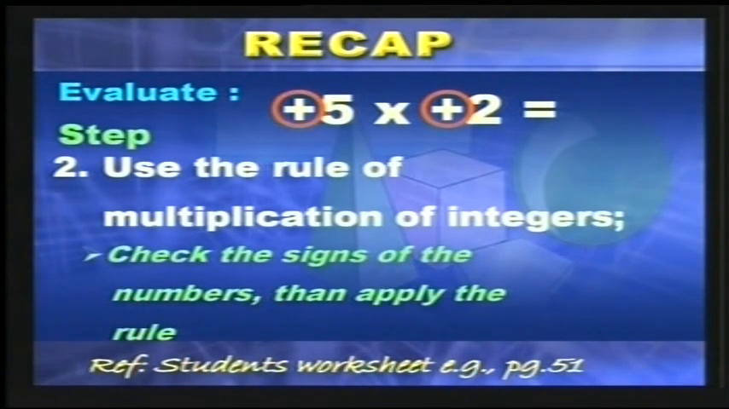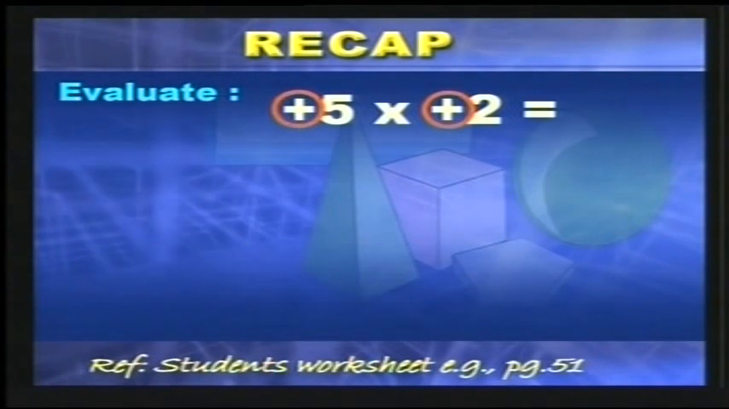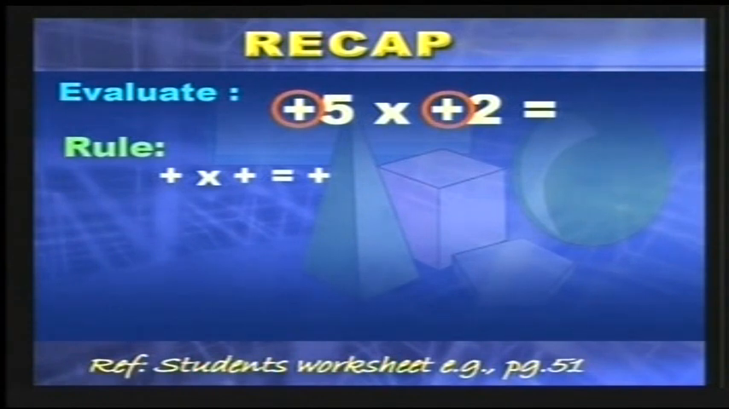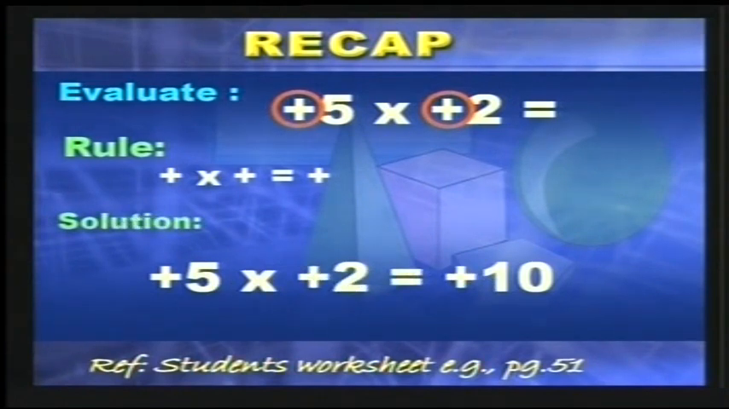Okay, positive times positive. It's circled in red. Very good. Now, when we check the signs, if it's positive and positive, we know that the rule that we are going to apply is positive times positive, and your answer will be positive. Definitely your answer will be positive. So, when you work out the answer, you should have positive 5 times positive 2 is equal to positive 10. Is that clear, 7Es and receiving students? Yes. Very good.